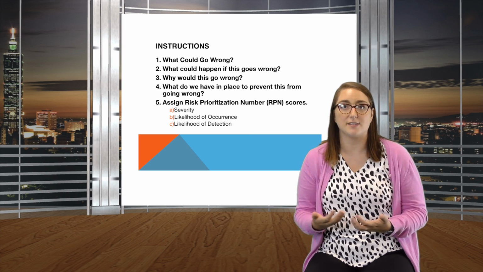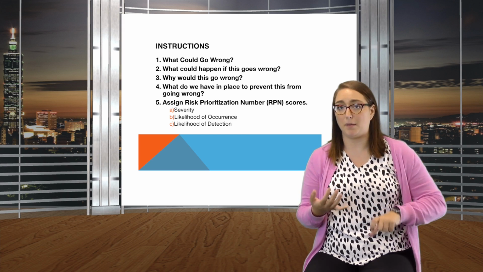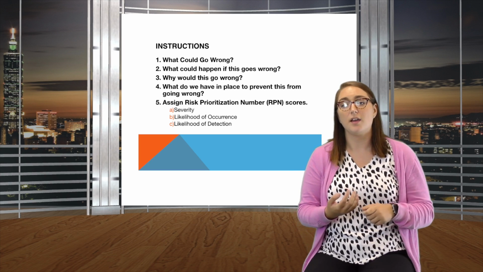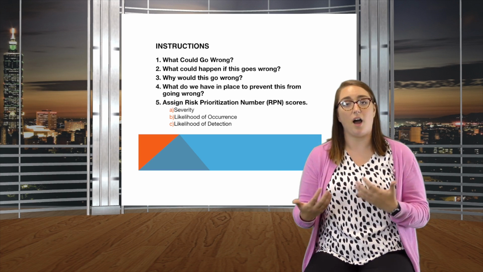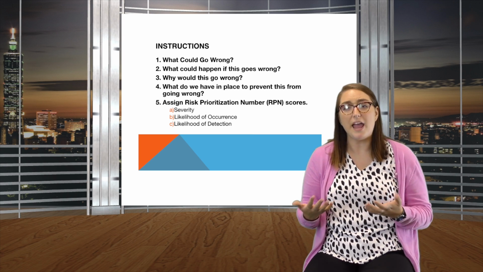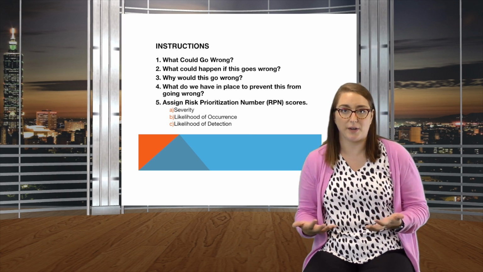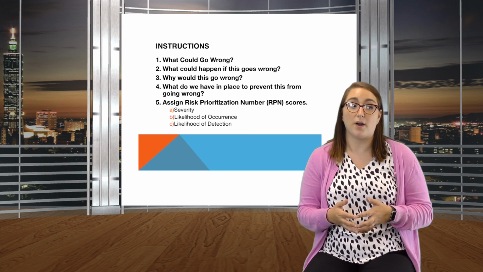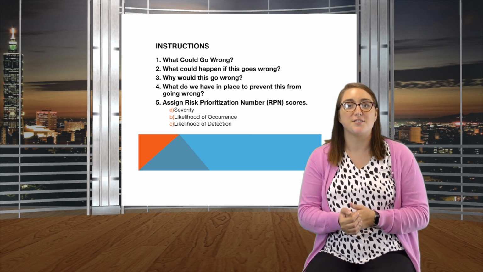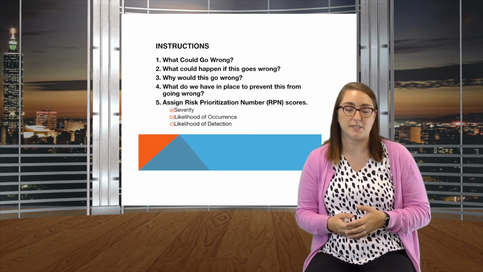The third question we're going to ask is, why would this go wrong? So maybe I didn't plan. Maybe I didn't have access to a GPS. Maybe I'm in a city that I'm not familiar with. And we're going to list those reasons out on the FMEA. The fourth and final question we're going to ask is, what do we have in place to prevent this from going wrong? In other words, what's our current risk mitigation? So perhaps I carry a phone with me everywhere I go, which I do. So this would be a way that I could prevent this risk from occurring in the first place.